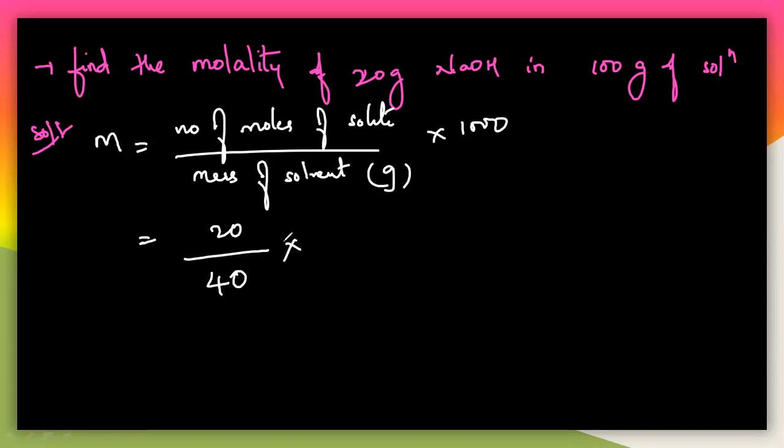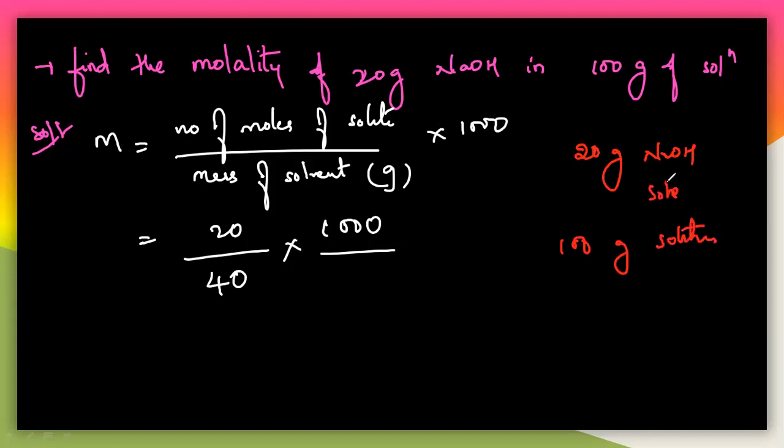And then the 1000, and the mass of the solvent. How can we know the mass of the solvent here? Here 100 grams is the mass of the solution, and 20 grams is the mass of the NaOH. So 20 grams is NaOH and 100 grams is the solution. Now I am asking about the solvent. By adding the two, 20 and the solvent, you get 100. That means 80 grams is the solvent mass.